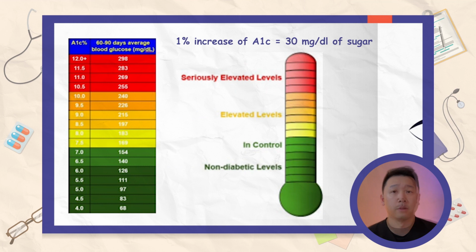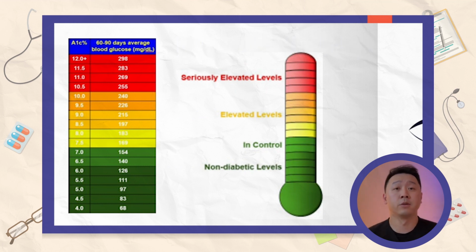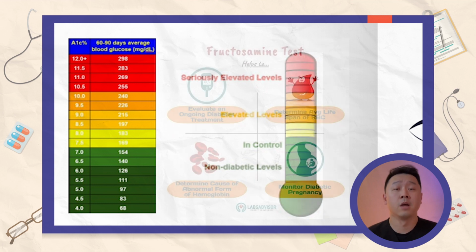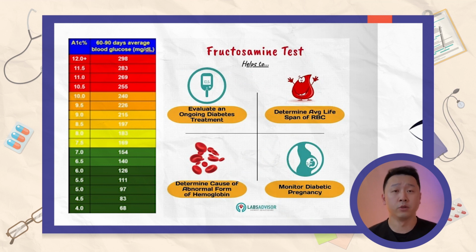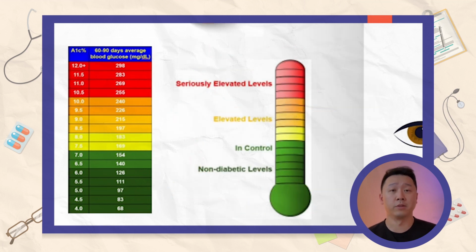In the event that a patient has some type of defect in terms of the red blood cells, such as anemia, the fructosamine test may be used because for patients who do have anemia, the A1C may not be as accurate. Or even in the case of kidney disease, when patients have a decreased production of erythropoietin, that may affect the red blood cell, which can potentially affect the A1C, falsely lowering the A1C.